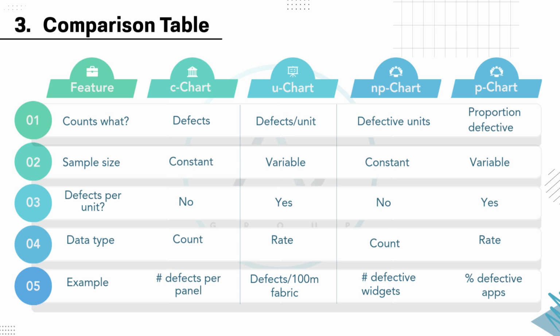Row 5. Examples. C chart, number of defects on a panel, e.g., scratches or soldering defects. U chart, defects per 100 meters of fabric. NP chart, number of defective widgets in a batch. P chart, percentage of defective applications in a variable audit size. This table should act as your go-to reference when deciding which chart fits your specific situation. Up next, we can look at common mistakes or quiz questions to test understanding.